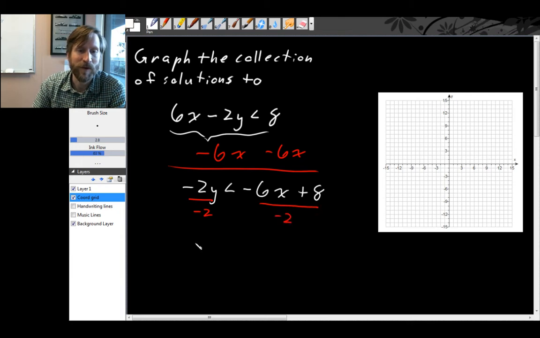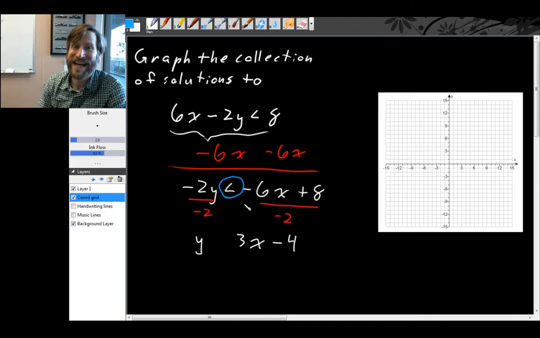On the left we end up with y. On the right we end up with, let's see, negative 6x over negative 2 is positive 3x. And then 8 over negative 2 is negative 4. And remember, when you divide or multiply an inequality by a negative number, the inequality symbol in the middle turns around. So we used to have less than, we're going to end up with greater than. So the inequality we're going to graph is y is greater than 3x minus 4.